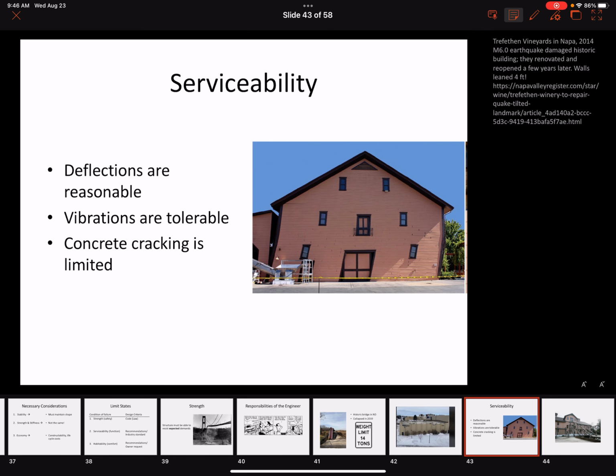All right, so now a little bit on serviceability. This is another historic structure in Napa, California. In 2014, a magnitude 6 earthquake damaged this building. It was eventually renovated and reopened, but it didn't fall down, so what's off with this? It's like it's shifted to the right. Yeah, it's leaning significantly.